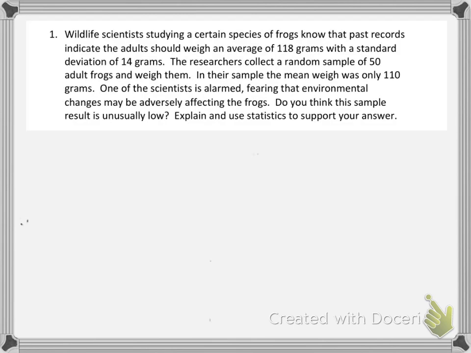Wildlife scientists studying a certain species of frogs know that past records indicate the adults should weigh an average of 118 grams with a standard deviation of 14. The researchers collect a random sample of 50 adult frogs and weigh them. In their sample, the mean weight was only 110 grams. One of the scientists is alarmed, fearing that environmental changes may be adversely affecting the frogs. Do you think this sample result is unusually low? Explain and use statistics to support your answer.